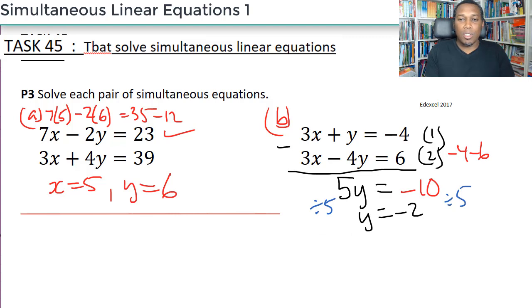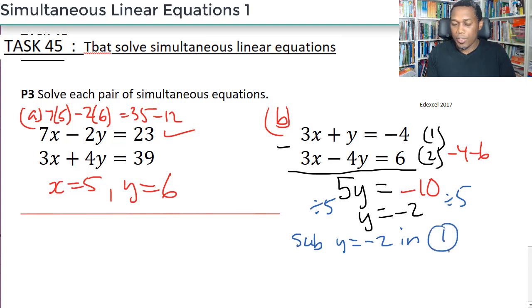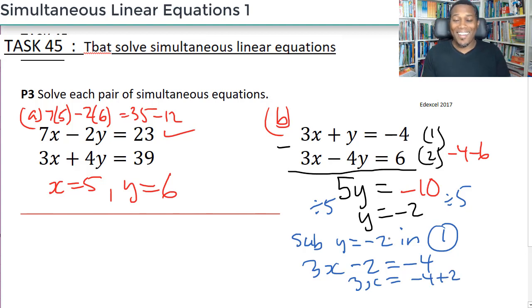We can now substitute y equals minus 2. So we're going to do the substitution here. We're going to substitute y equals minus 2 in equation 1, it's easier to work with. And that means we get 3x take away 2. Y is minus 2, plus minus 2 is minus 2. 3x take away 2 is equal to minus 4, which means that 3x is going to be minus 4 plus 2.